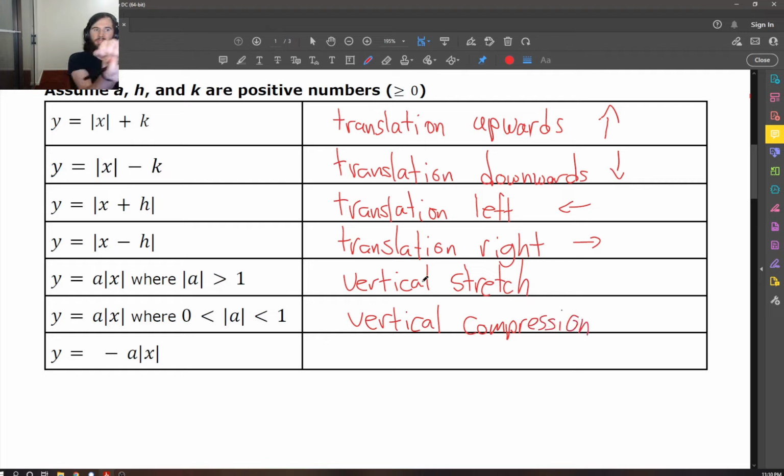So stretch means that you're taking it and you're stretching it out and it's getting skinny. And if it's a vertical compression, that means we are taking it and we're smushing it and it gets wider. And then if a is negative, that is a reflection. It's going to flip upside down.